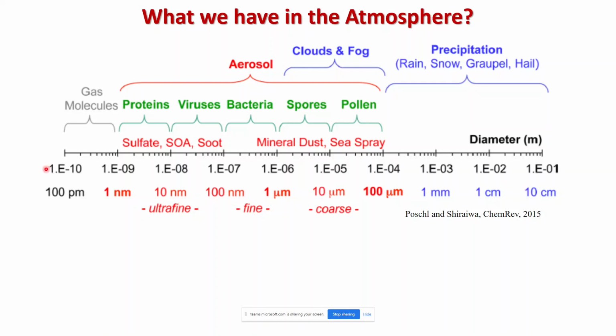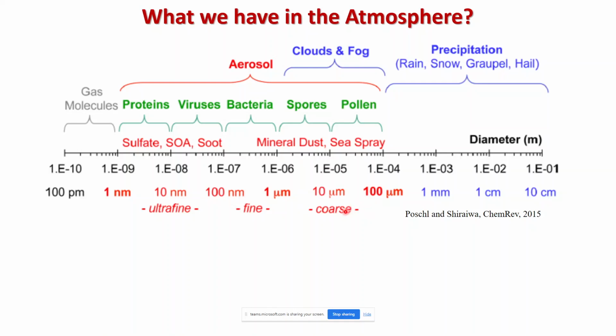You start from this side, which means you have gaseous molecules in the order of 100 picometer to 1 nanometer range. They can come together, form sulfate, or they may not come into aerosol phase. They may remain in gas phase only. This side you have rain, snow, droplet, hail, ranging from 1 mm to 10 centimeter. Our focus is aerosol, which is shown in red. And if you see, the range is from 1 nanometer to 100 micron.